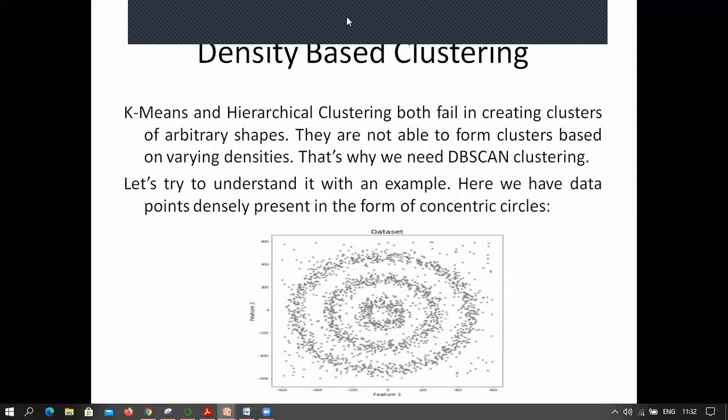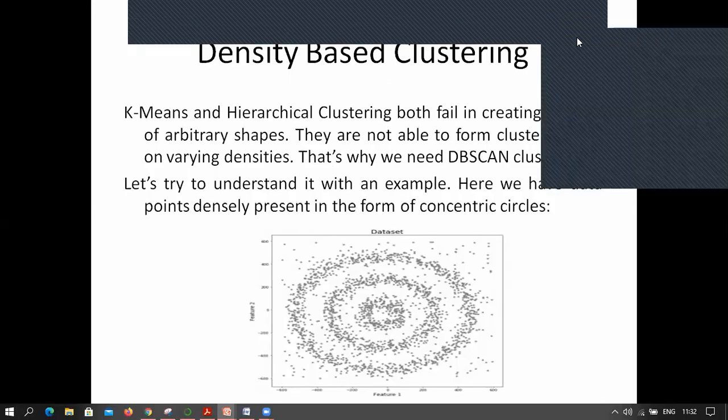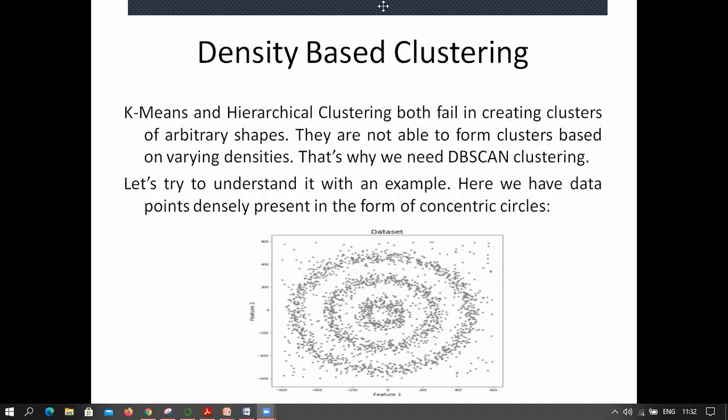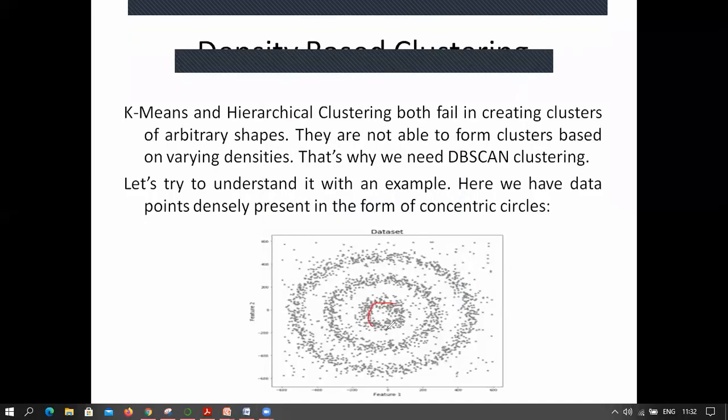Yes, Hagun. From this scatter plot, can you tell me how many clusters are there?